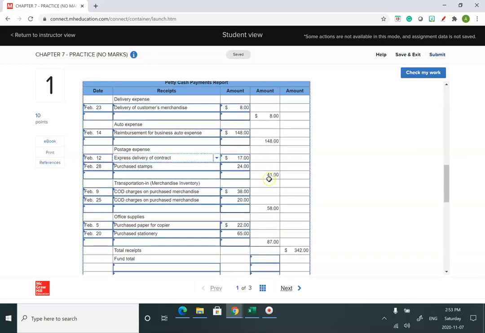The good news is every company is going to have their account titles. So then we just have to categorize which account to put it under, which we did. And then under each account name, you would just add everything up. In this case, delivery expense is only $8. Auto expense is $148. Postage expense is these two added together, which is $41. The merchandise inventory is these two added together, which is $58. And the office supplies is those two added together, which is $87. So it did do a total for us, which is $342.